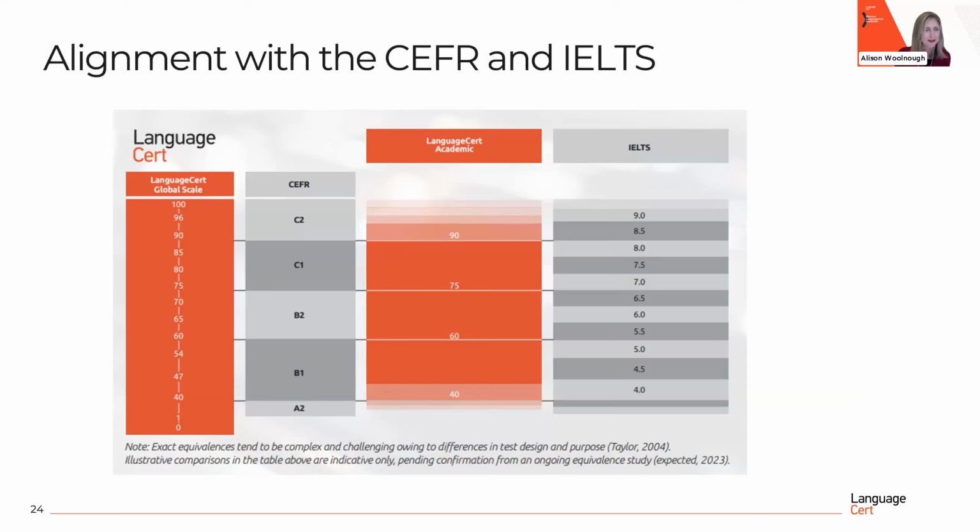So, for example, if you have an IELTS requirement of 6, then this relates to a LanguageCert Academic score of 65. Or if you are asking for a 6.5, then that will relate to a LanguageCert score of 70. And you can use these equivalencies to set requirements also at the skill level. As mentioned, this will also be sent to you, so you don't need to digest this now. We will happily send this across.